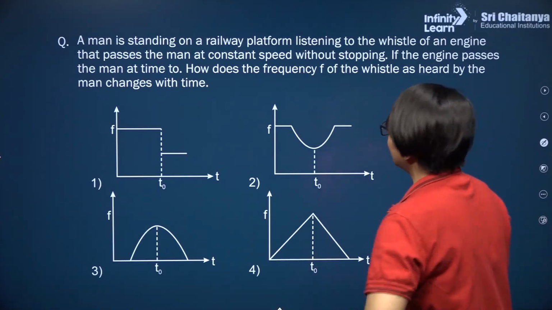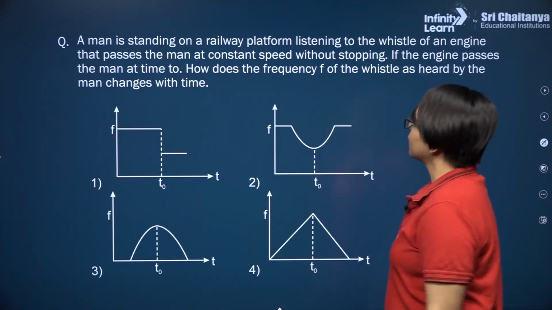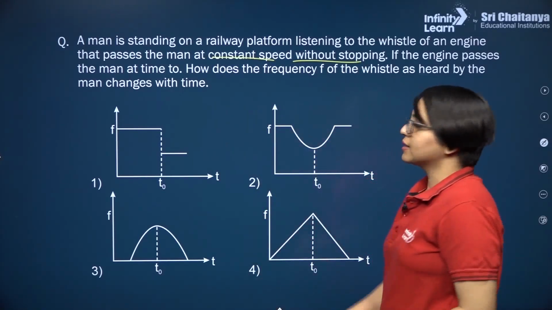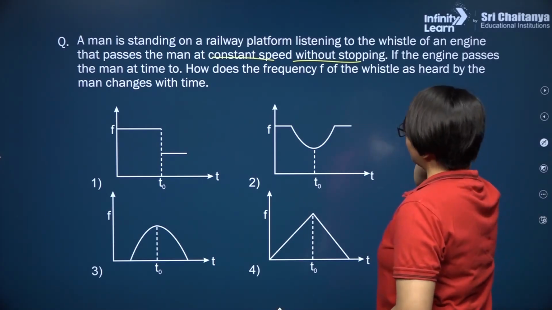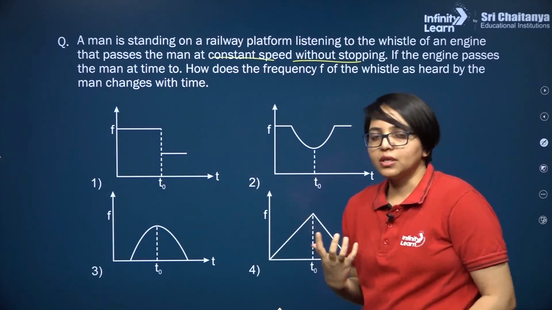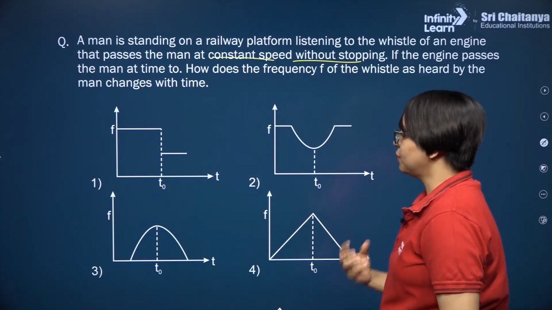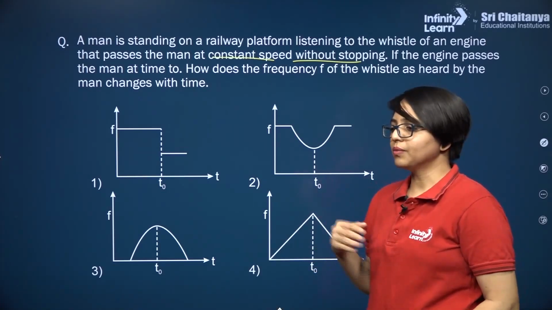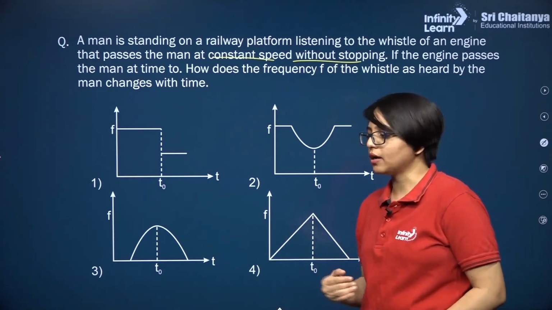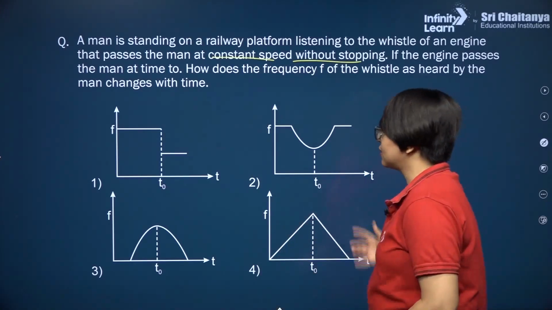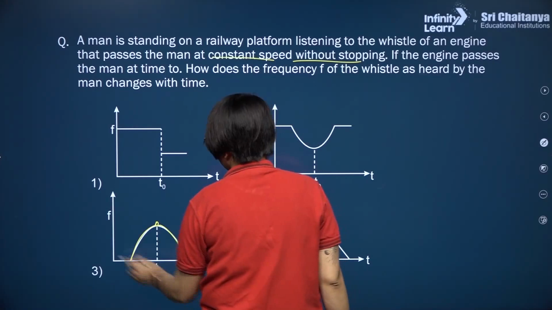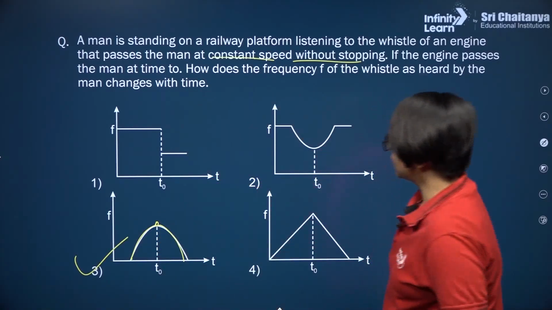Next is this one. A man is standing on a railway platform listening to the whistle of an engine that passes the man at constant speed without stopping. If the engine passes the man at t is equal to 0, how does the frequency of the whistle as heard by the man change with time? So, as the engine is approaching the man, the apparent frequency will increase, and it will be maximum when the engine is crossing the man. After crossing the man, the engine will start moving away from the man. So, frequency starts decreasing, right. So, the correct explanation is this one, initially increasing, then starts decreasing after crossing. So, the correct answer is option 3.